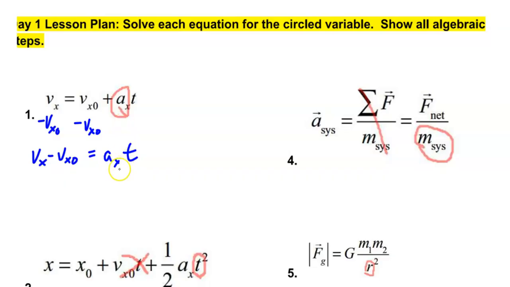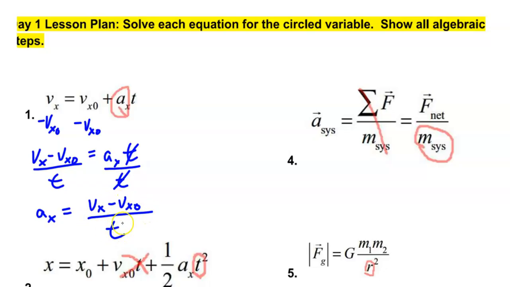All right, last thing here, we need to solve for a, so we're going to divide both sides by t. And that's it. Just totally make everything clean and done here. And that is it. So that's the solution to number 1. While it's on the screen here, I'm going to go ahead and do number 4.